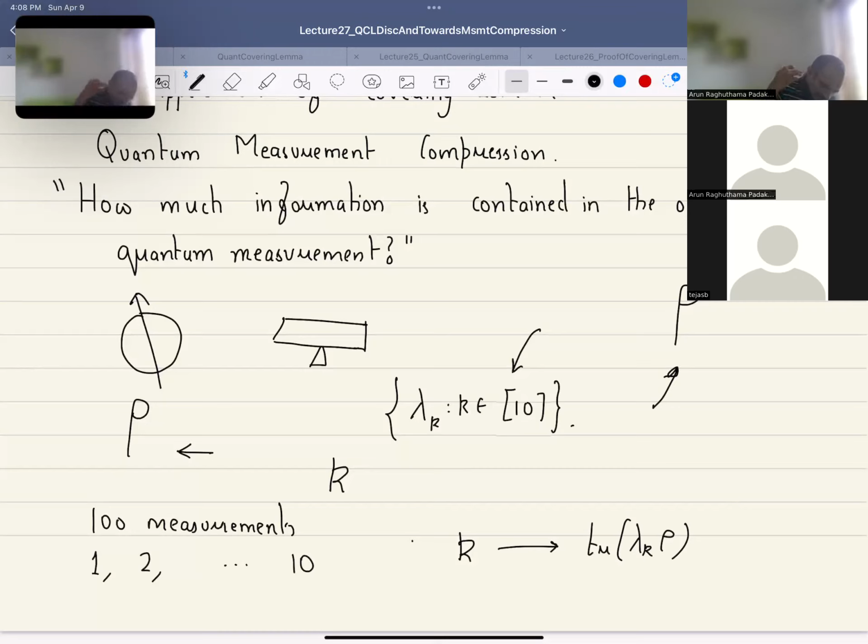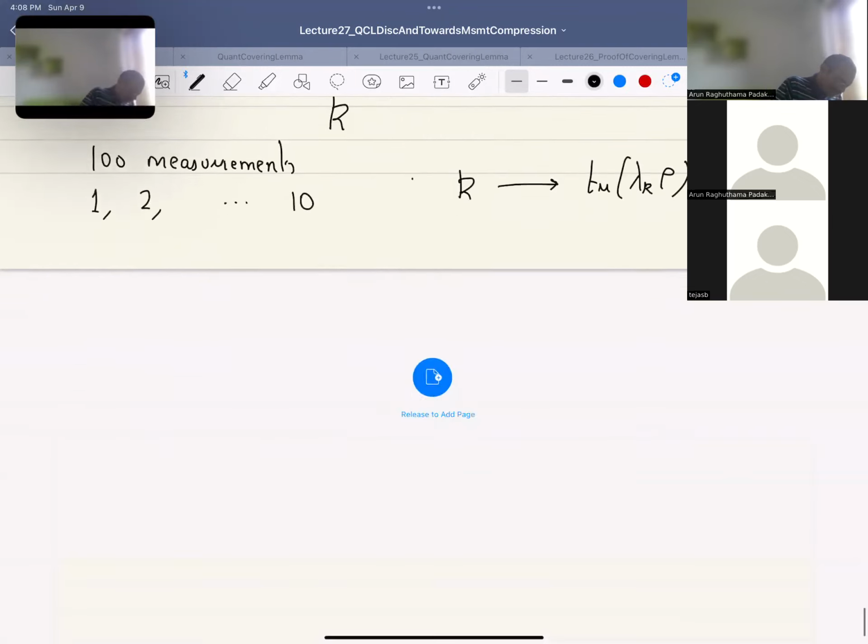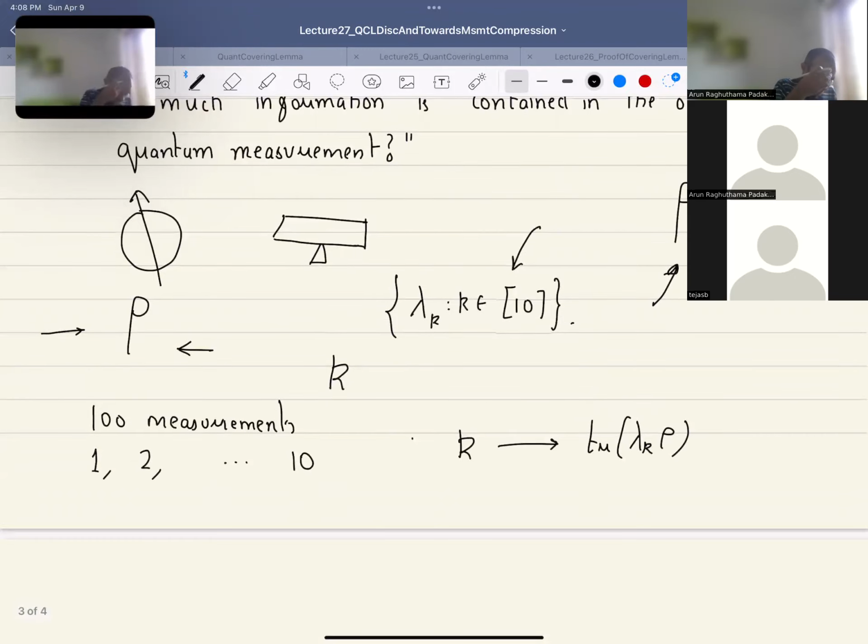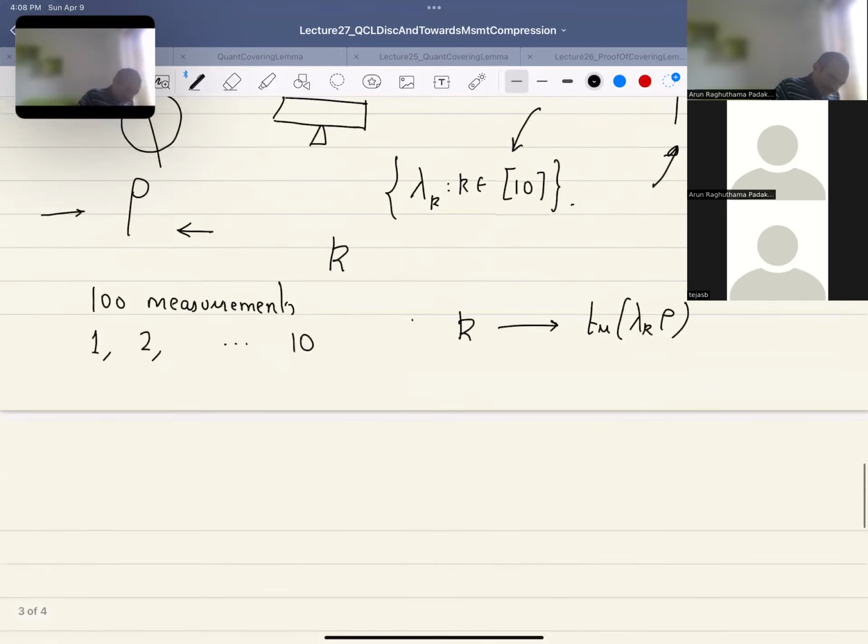So our entire window into a quantum state is through a quantum measurement. Quantum measurement is a critical element in anything you do in quantum. And the question we ask.